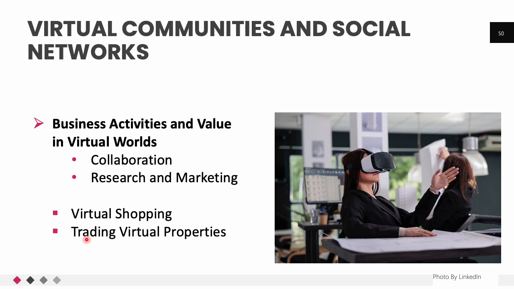Okay, now let's talk about trading virtual properties. Just like real estate in the physical world, virtual worlds can have digital land or property that can be bought, sold, or developed. People and businesses can invest in virtual land, build structures on it, like stores, galleries, or even entertainment venues, and then potentially rent out those spaces or sell them for a profit.